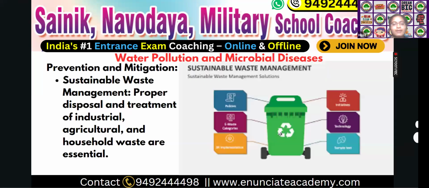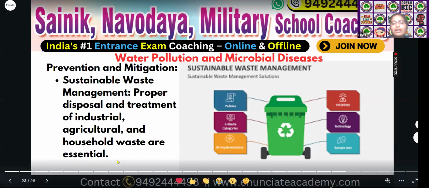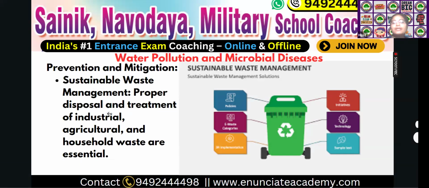Okay, the next one is sustainable waste management. What are the preventions and mitigations of water pollution? The first one is sustainable waste management. Proper disposal and treatment of industrial, agricultural, and household waste are essential, into the nearby dustbins. Okay, do you understand until now?